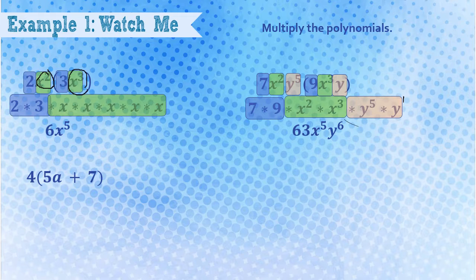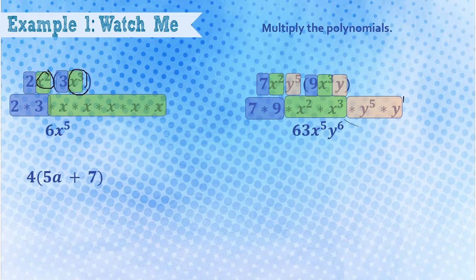Now, the examples we just did were two monomials, or single terms, multiplied by one another. But what happens when we have a monomial out front that's being multiplied by a polynomial? In this case, I have a binomial because there's two terms inside of my parentheses here.